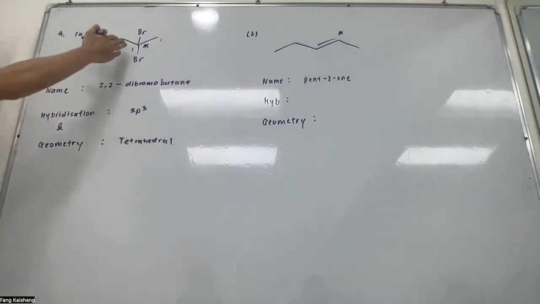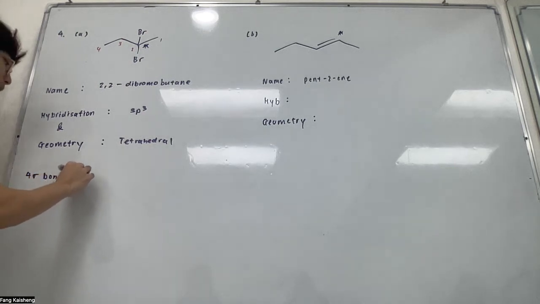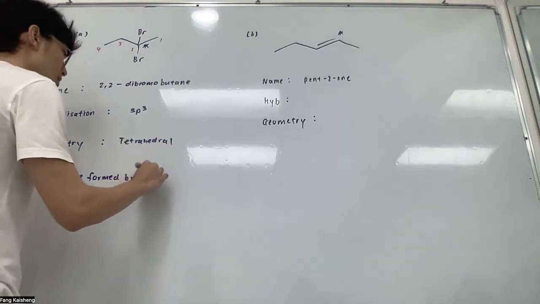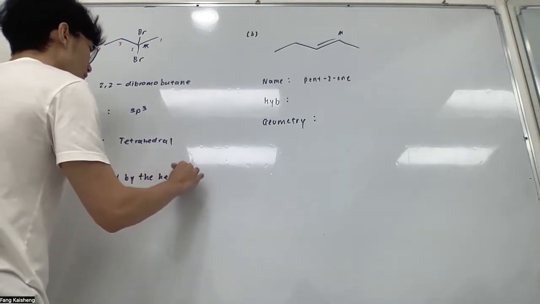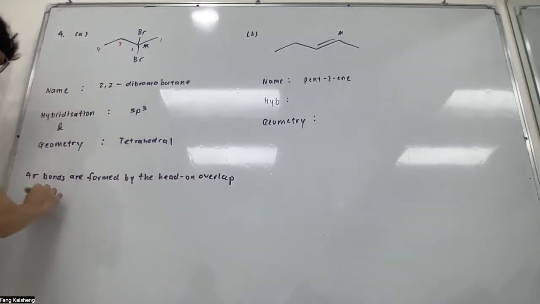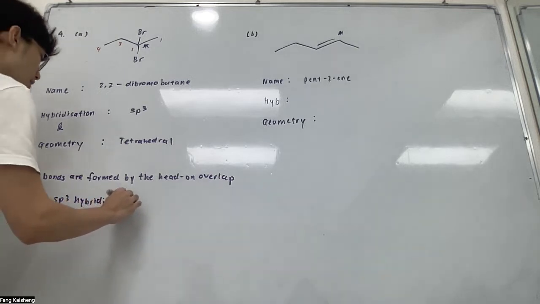It's the same thing, but you don't even need to look at this. Just remember the tetrahedral shape. So you have 4 sigma bonds. So you tell me that the 4 sigma bonds are formed by the what? How is it formed? Yes, so they are formed by the head-on overlap of 4 sp3 hybridized orbitals. You can specify the numbers. And you're done.